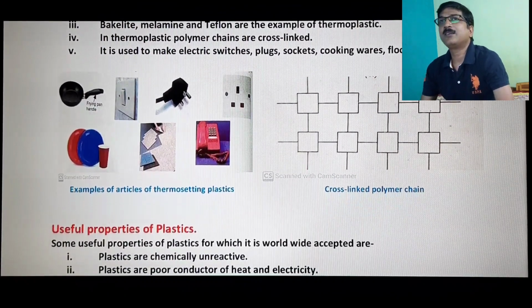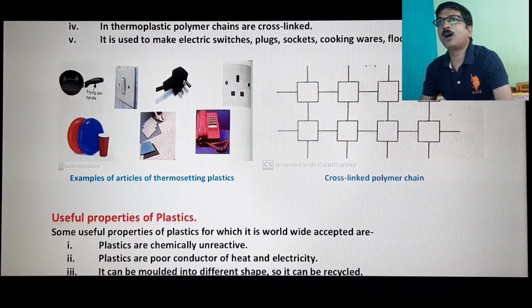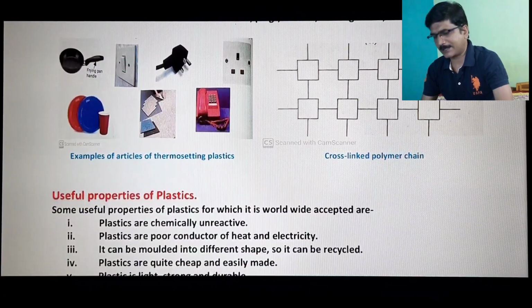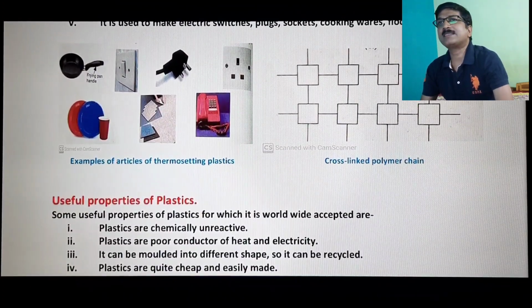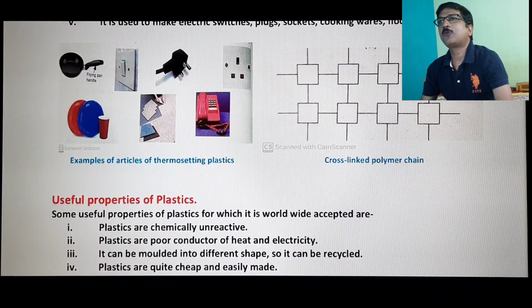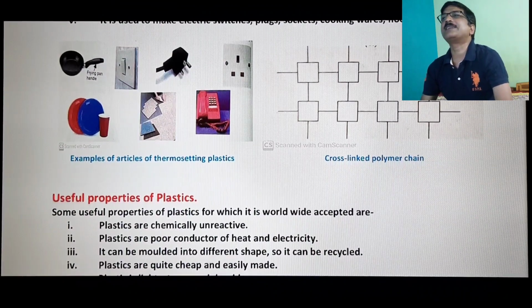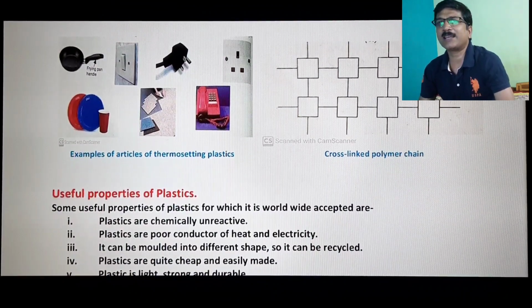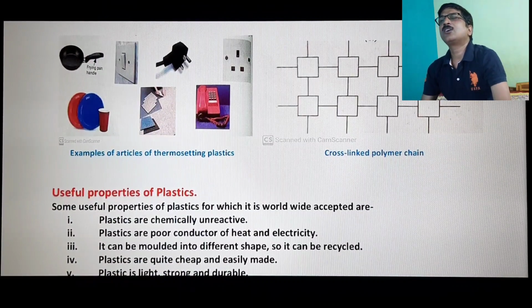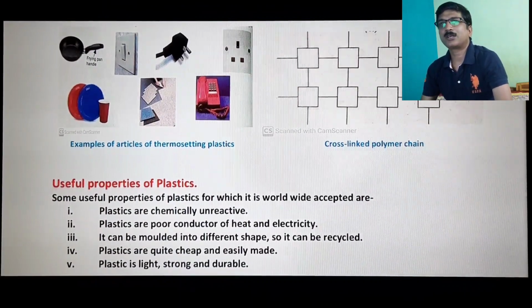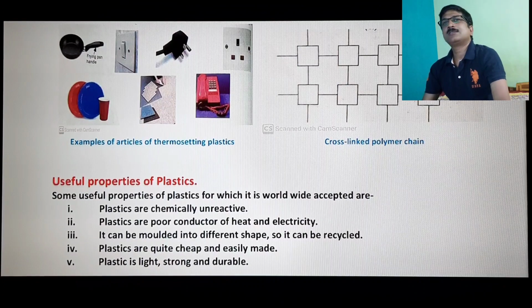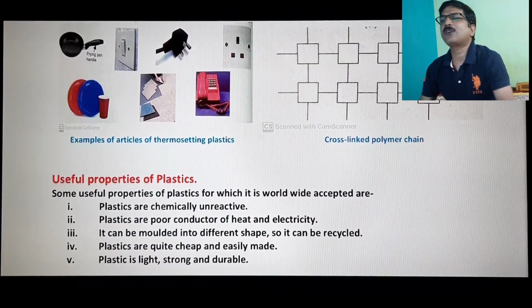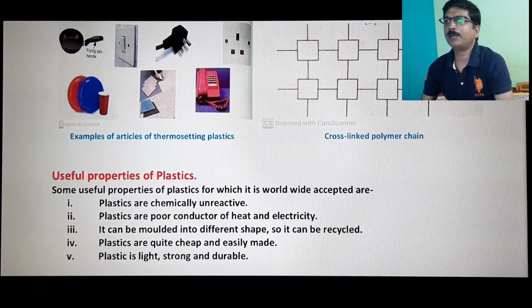Bakelite, melamine, Teflon, these are examples of thermosetting plastics. And in this case, the polymer chains are cross-linked. In thermosetting plastic, the polymer chains are cross-linked. Clear? So, this is all about the types of plastic. Okay?